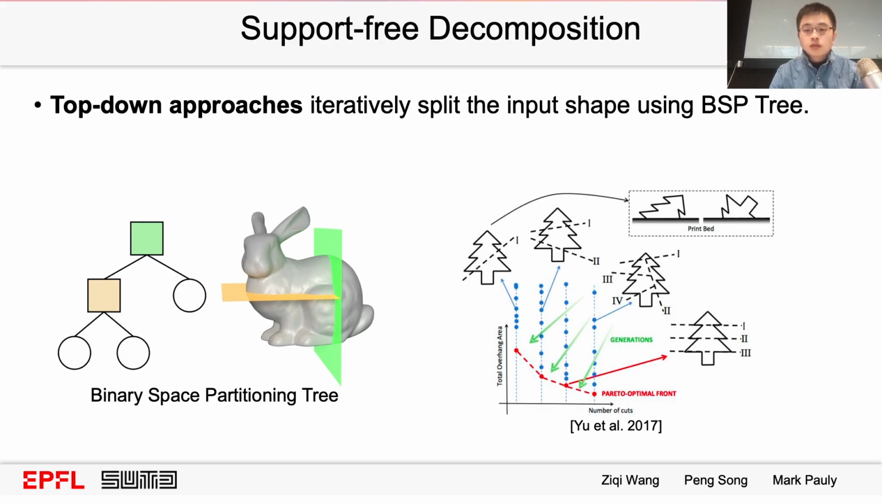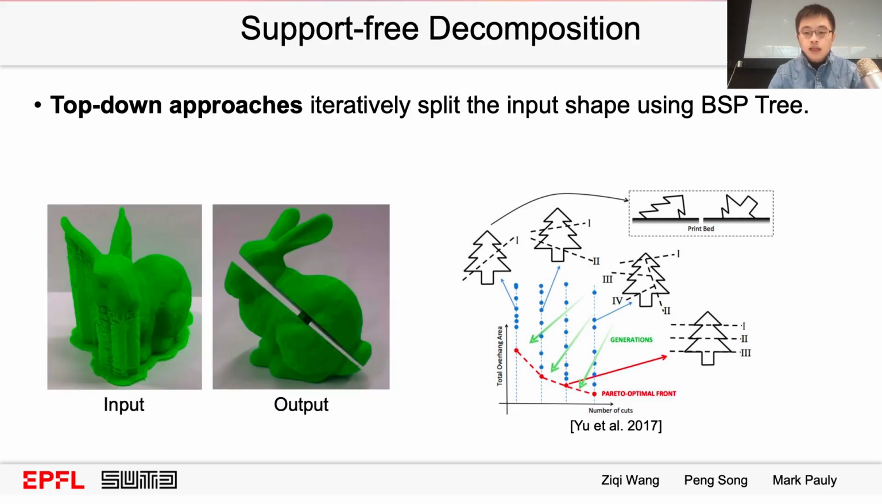Top-down approaches try to find a set of 3D planes that clip the input shape into a set of parts, aiming to minimize the total spot. These 3D planes are organized as a binary space partitioning tree, or BSP tree, see left. Yu and their colleagues proposed an evolutionary approach to search for these clipping planes, and their algorithm can save most of the spot material, see left.